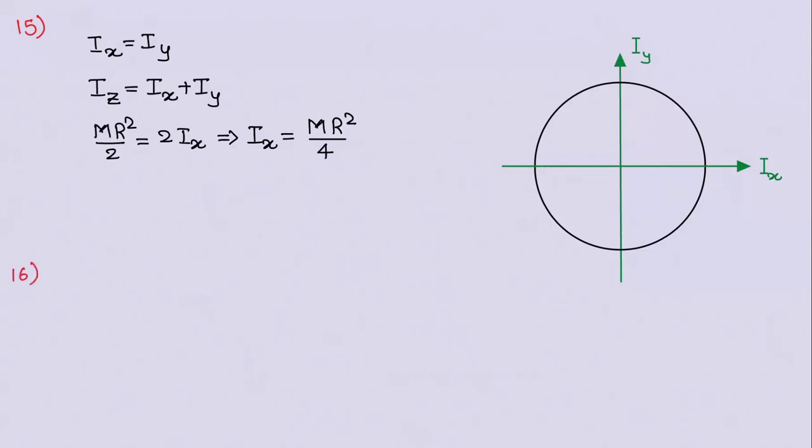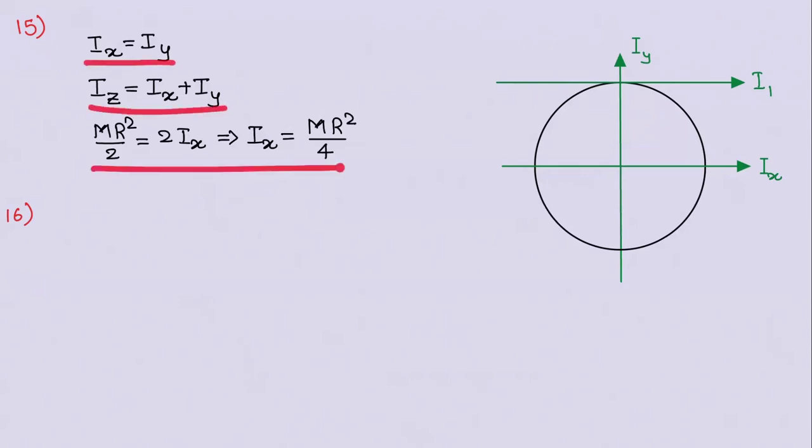Calculate moment of inertia of a circular disk of mass m and radius r about an axis tangent to the plane. Means what? I need moment of inertia about an axis like this. Let us call this I1. First of all, Ix equal to Iy. Iz is equal to Ix plus Iy. And we got Ix. Once you got Ix, you can find I1. Anyone who can tell me what to use to get I1?